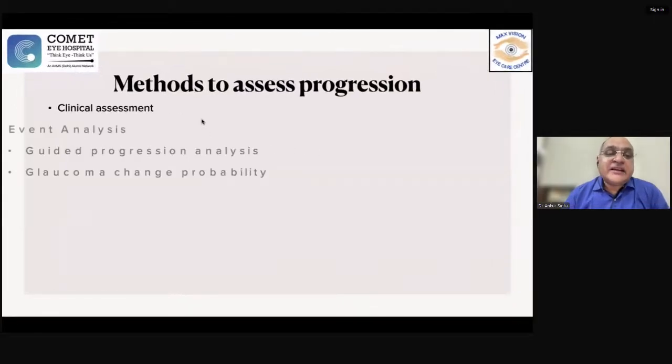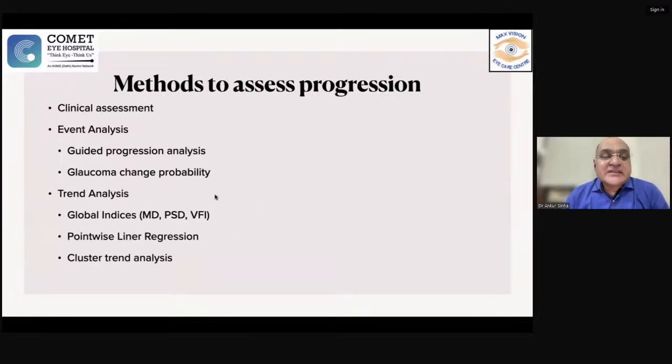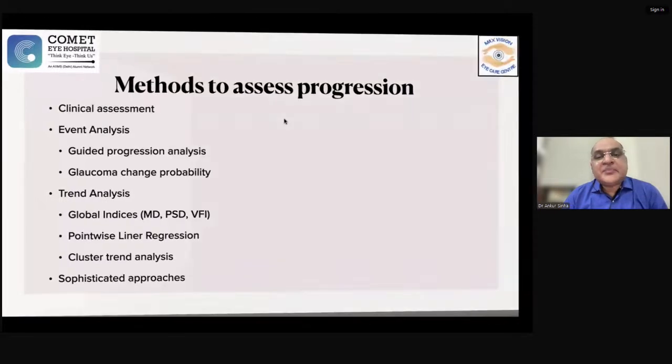The first and foremost is the clinical assessment. Then we have event analysis in the form of guided progression analysis, GPA, and glaucoma change probability, GCP. Or we have trend analysis of global indices, which includes MD, PSD, or VFI, point-wise linear regression, cluster trend analysis, and then there can be certain sophisticated approaches, which I'm not going to discuss here.